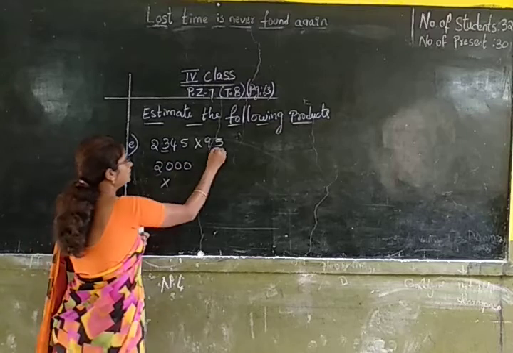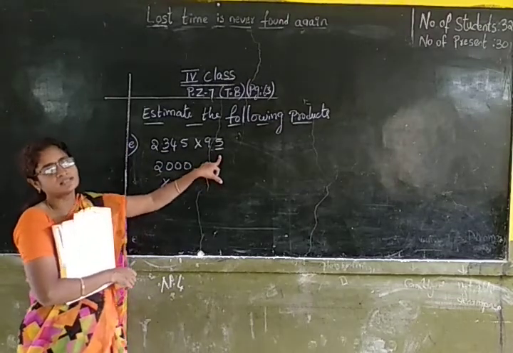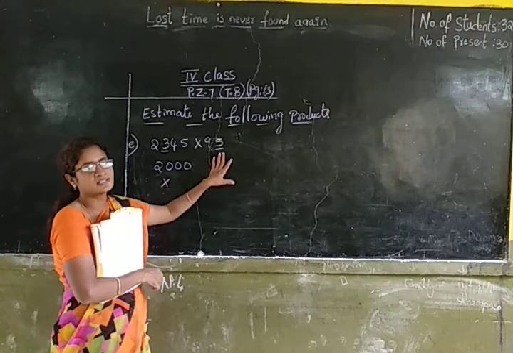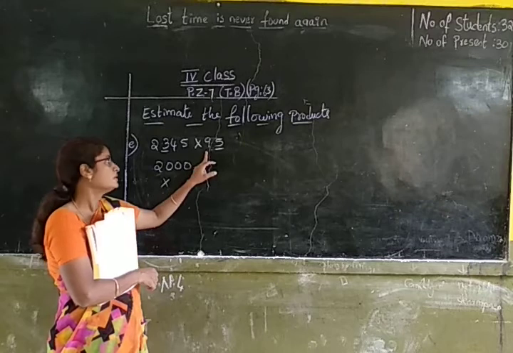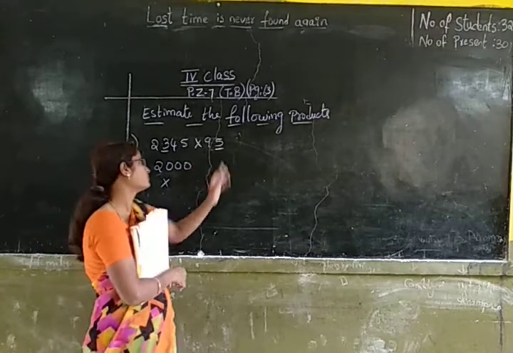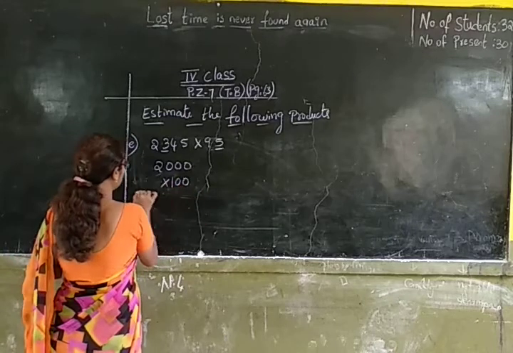Okay children. Now let us round up this number to the nearest tens. Further we have to underline the digit at its ones place. Here the digit at its ones place is 5, so you have to add 1 to the next number. So 9 plus 1 is 10, and this will become 100.